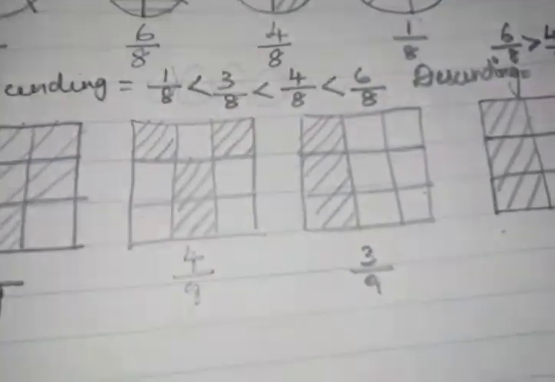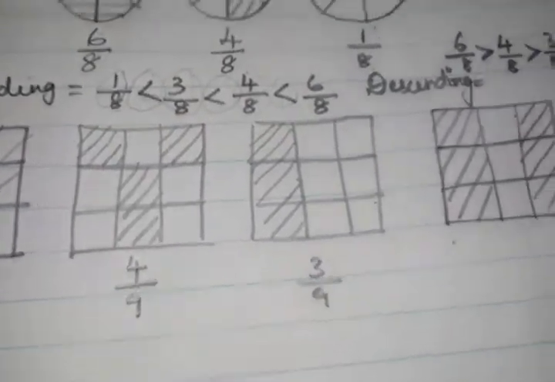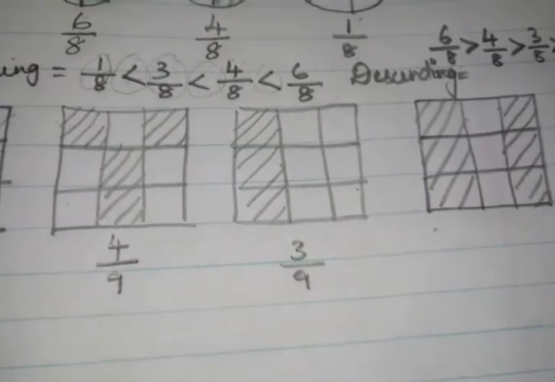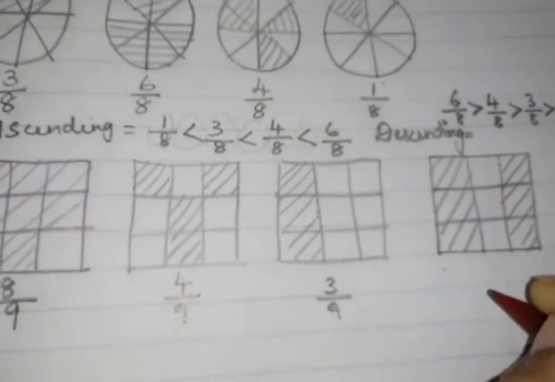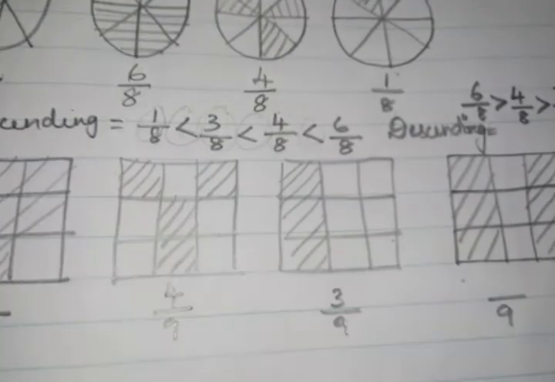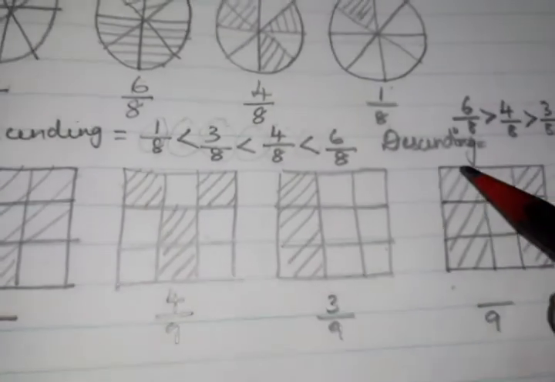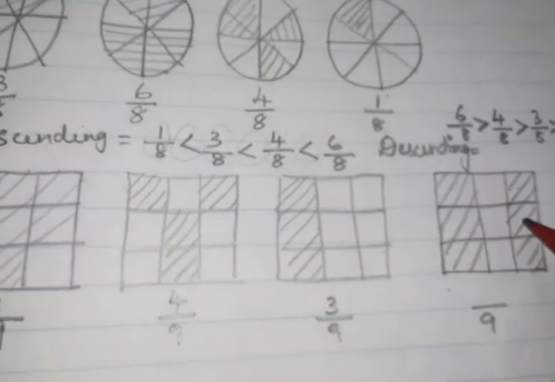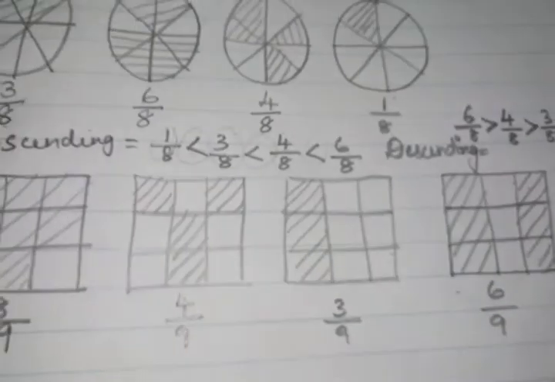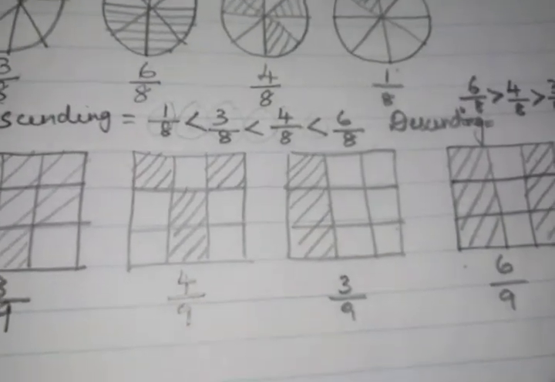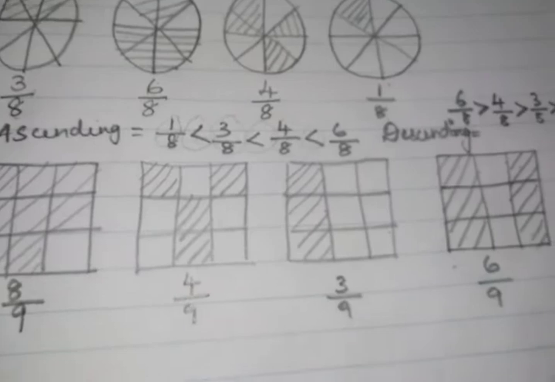3 regions are shaded. Next, in this how many total regions are there? 9 regions are there. In that how many regions are shaded? 1, 2, 3, 4, 5, 6. So first we have found the fractions of all the diagrams or all the figures.